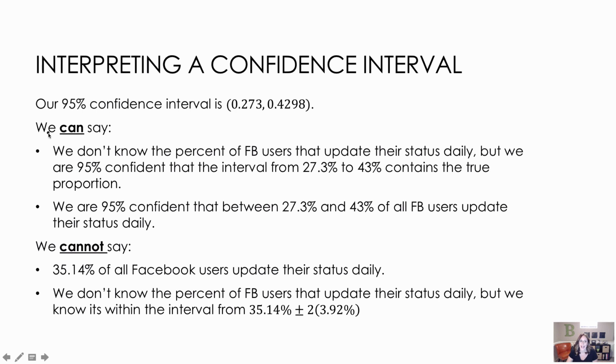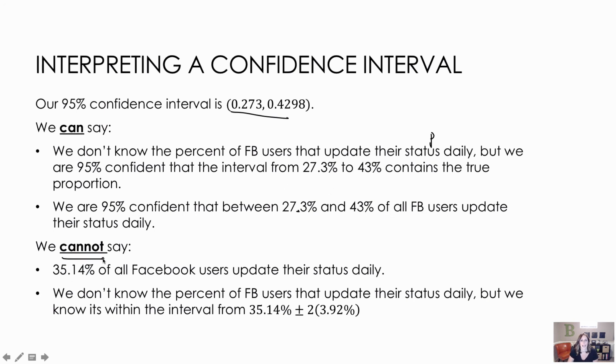So I can say that I don't know the percent of Facebook users that update their status daily, because that would be P, and we don't know P. But we are 95% confident that the interval from 27.3% to 43% contains the true proportion. So that's what this interval means. Or we're 95% confident that between those two values of all Facebook users update their status daily.